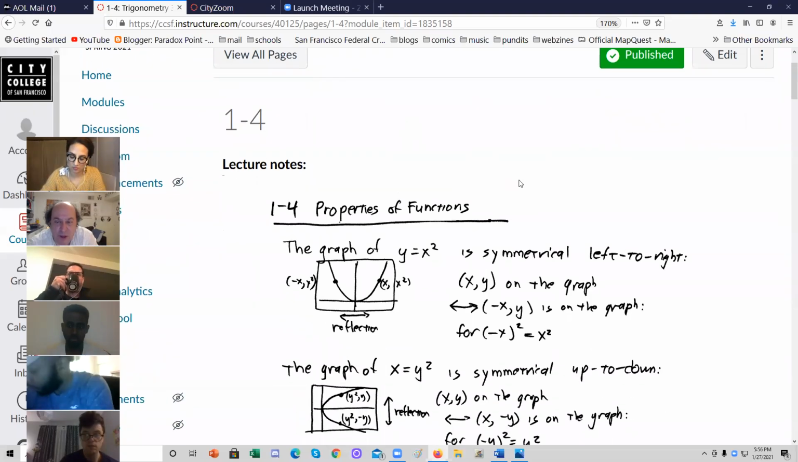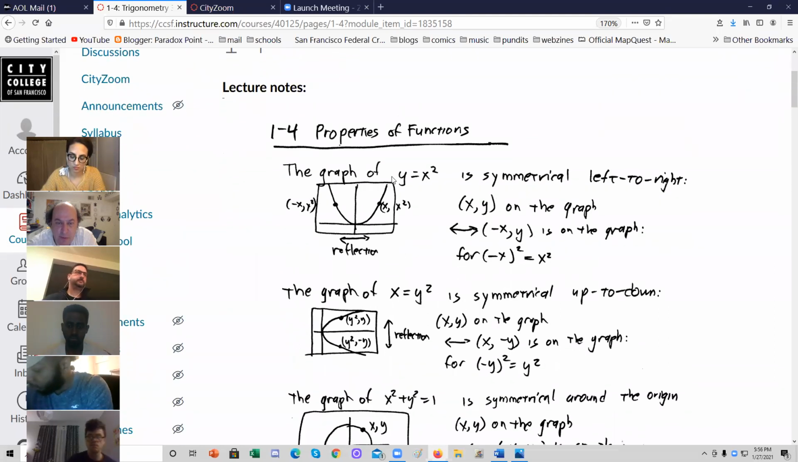Okay, properties of functions. Here's a graph of y equals x squared. It's a U-shaped graph called a parabola. I'm not sure if I've asked you in a previous class, so I'll ask now. Have you ever seen a shape like this? A U-shaped graph like this?